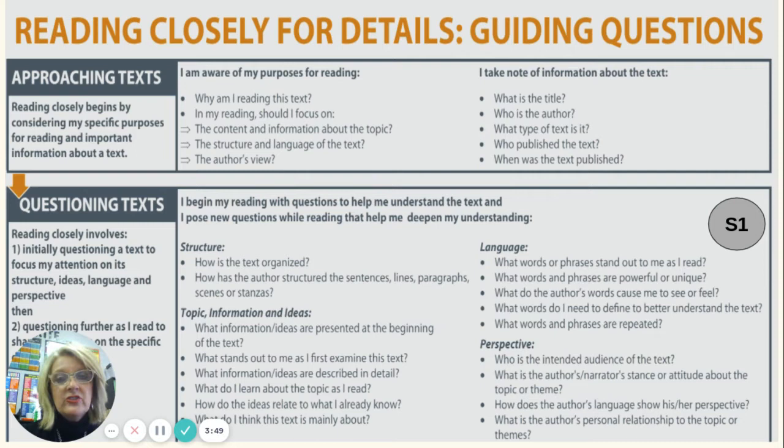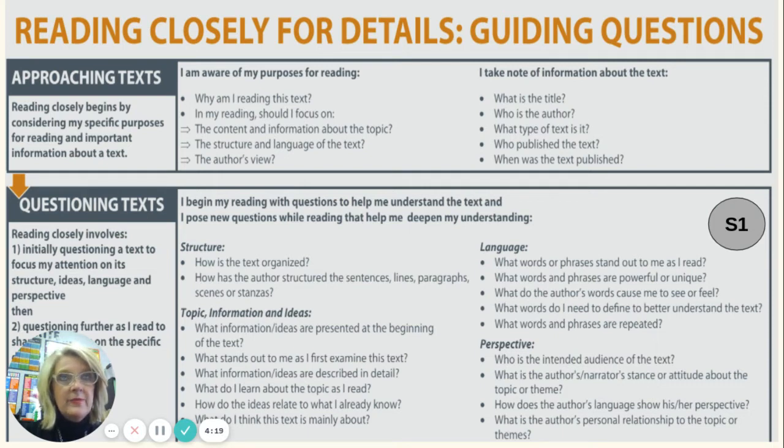You also want to pay attention to the language. What words or phrases stand out to me as I read? What words and phrases are powerful or unique? And what do the author's words cause me to see or feel? And what words do I need to define to better understand the text? Because a lot of times when we're reading informational text, some of the words we're not familiar with. So we have to familiarize ourselves with that vocabulary in order to understand what we're actually reading, what we're actually learning. What words and phrases are repeated?